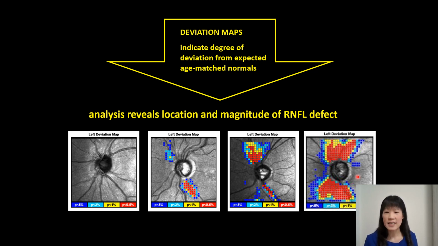So the bottom line is, if you see color on your deviation map, then the machine is screaming to you and telling you your patient has some deviation from age match normals. So again, this is a normal patient, no deviation, no colors. In an advanced glaucoma patient, there is a lot of thinning superiorly and inferiorly.